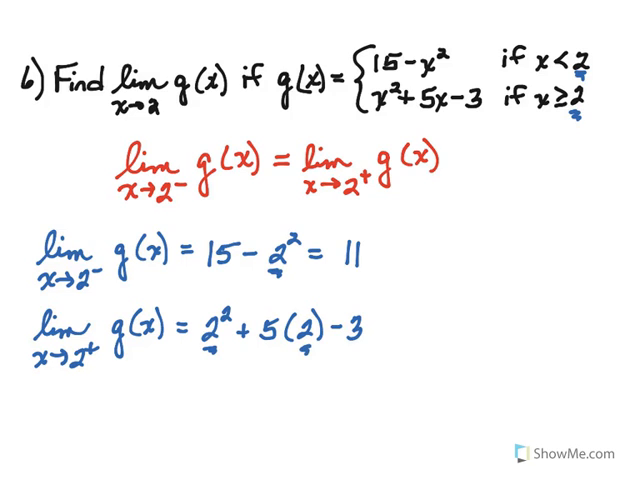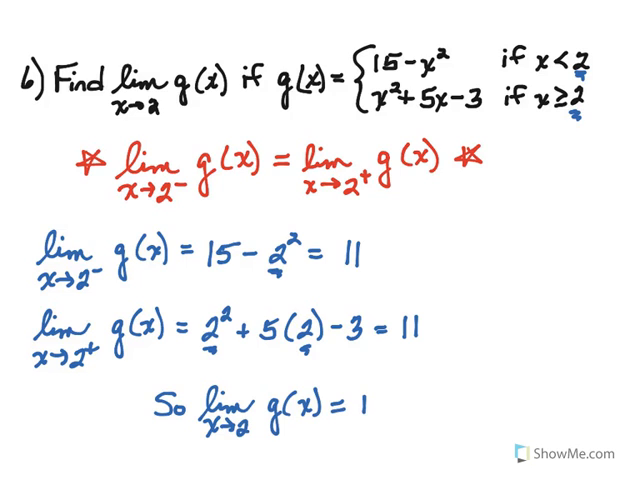So that gives us 4 plus 10 minus 3. That gives us 11. Obviously they match. Therefore our major theorem is fulfilled, that the limit from the right had to equal the limit from the left. So we can conclude that the limit of this function as we approach 2 overall is going to equal 11.